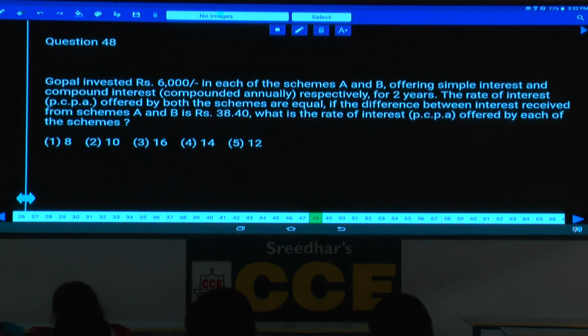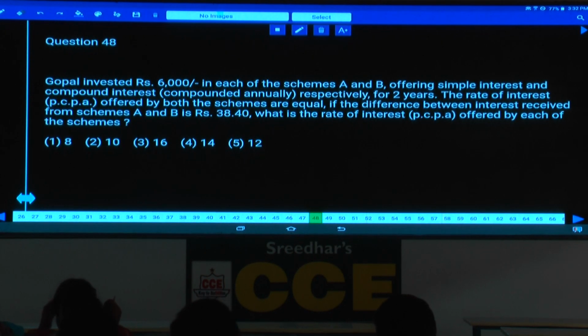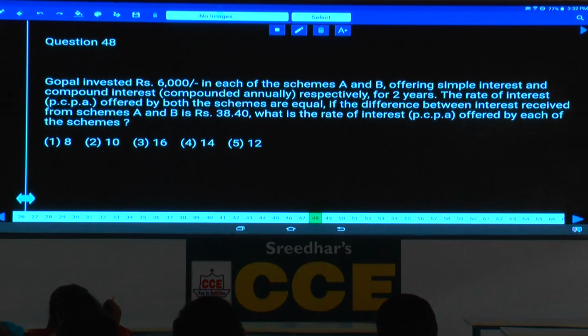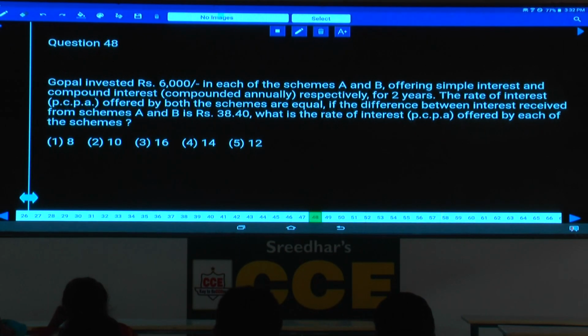Next. Gopal invested 6,000 in each scheme, A and B offering simple interest and compound interest respectively for 2 years. The rate of interest offered by both the schemes are equal. If the difference between interest received from scheme A and scheme B is 38.4, what is the rate of interest offered? Right. Rate of interest?